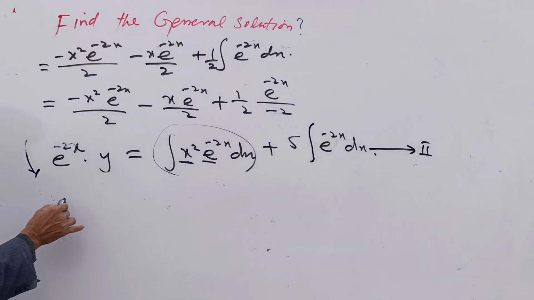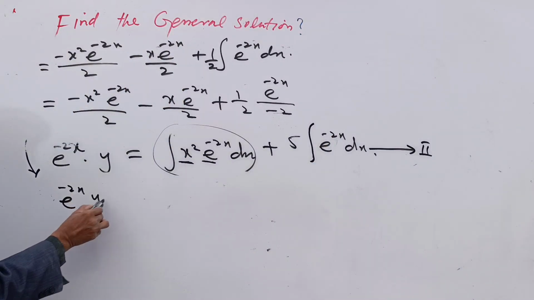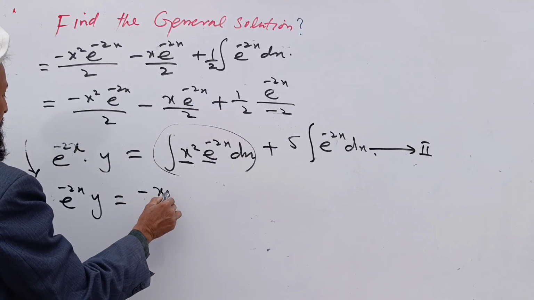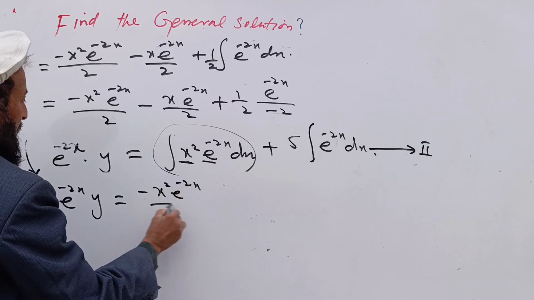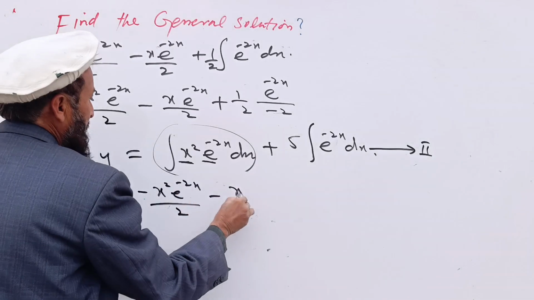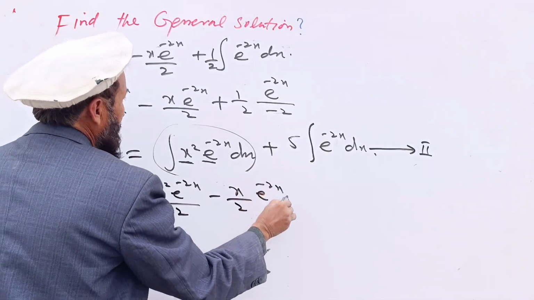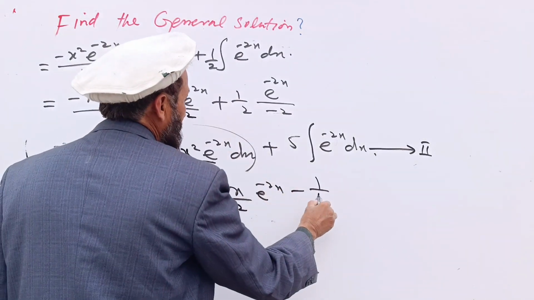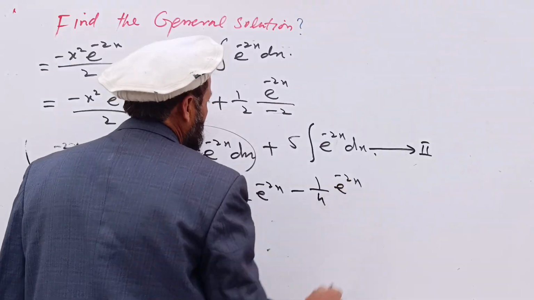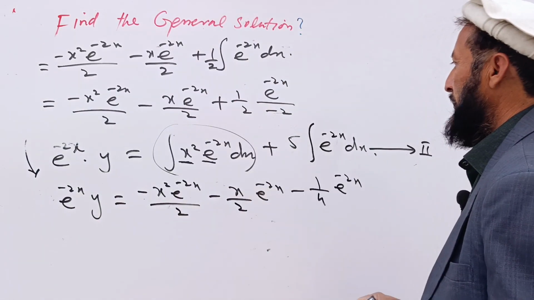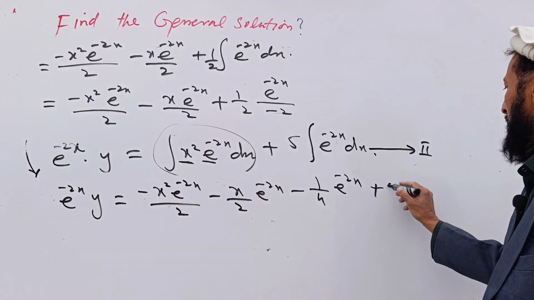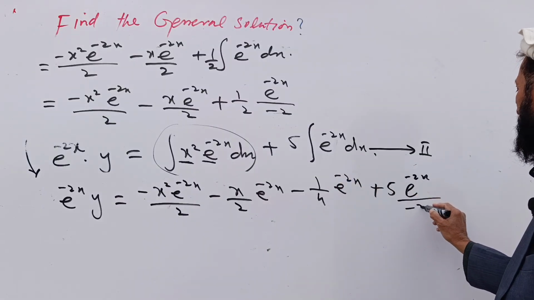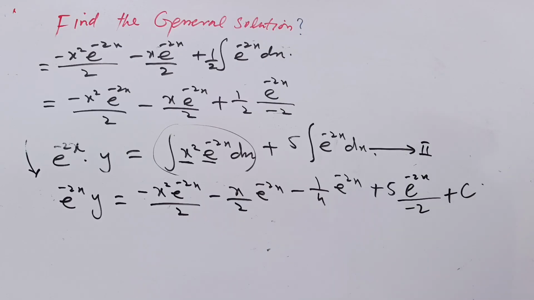Now we substitute the result of this function, which is equal to minus x square e exponent of minus 2x divided by 2 minus x divided by 2 e exponent of minus 2x, and this minus changes to a plus also, minus minus 1 by 4 e exponent of minus 2x, and this is the result, plus 5. Now we change this to minus 2x, and the further derivative of minus 2x is minus 2, plus c.